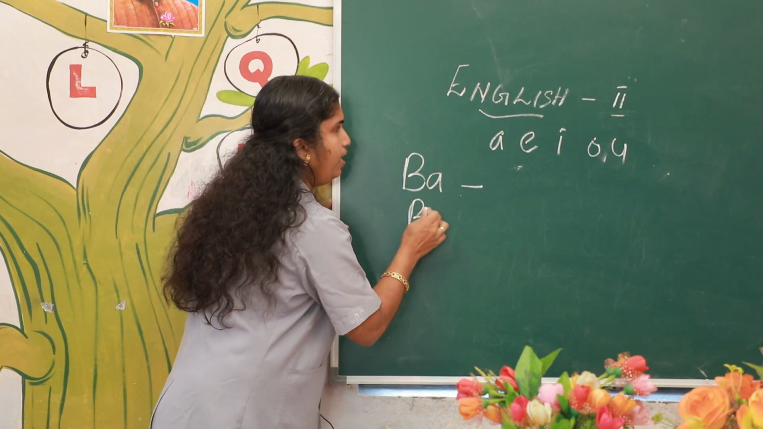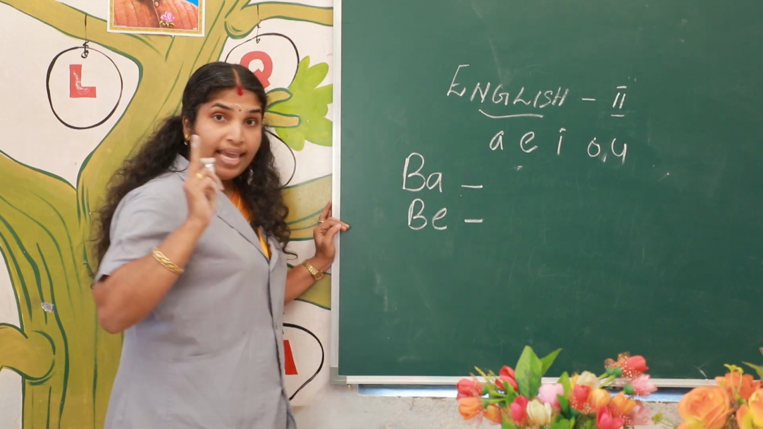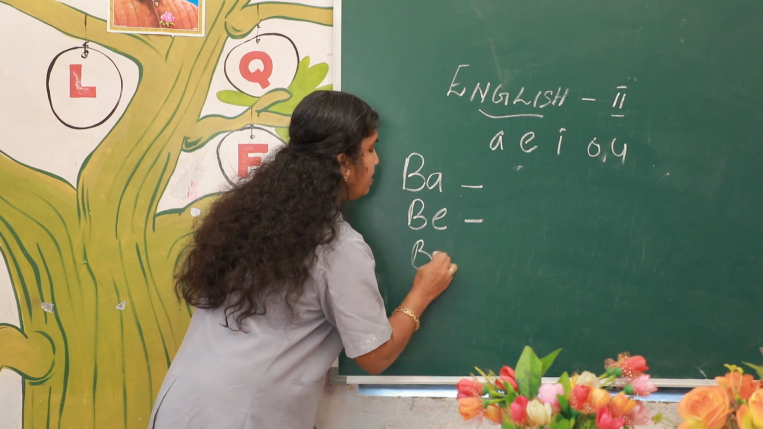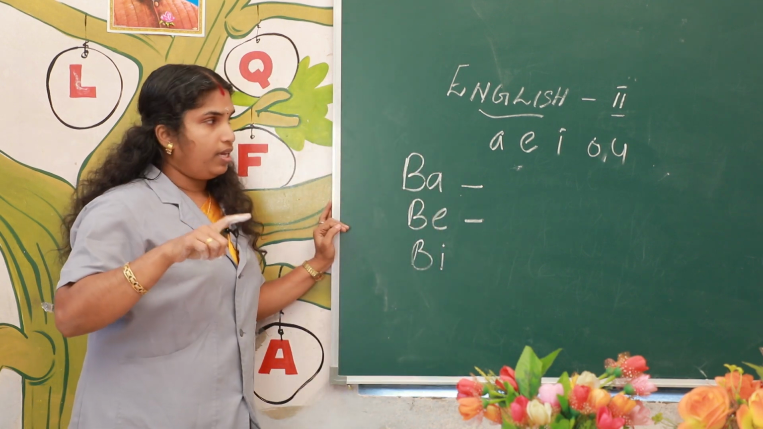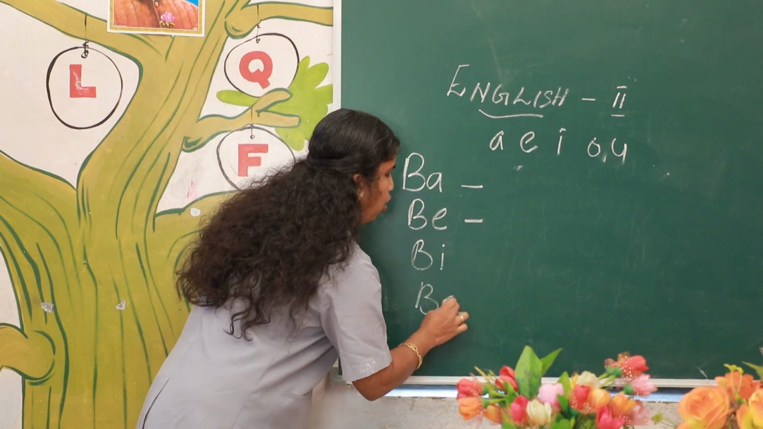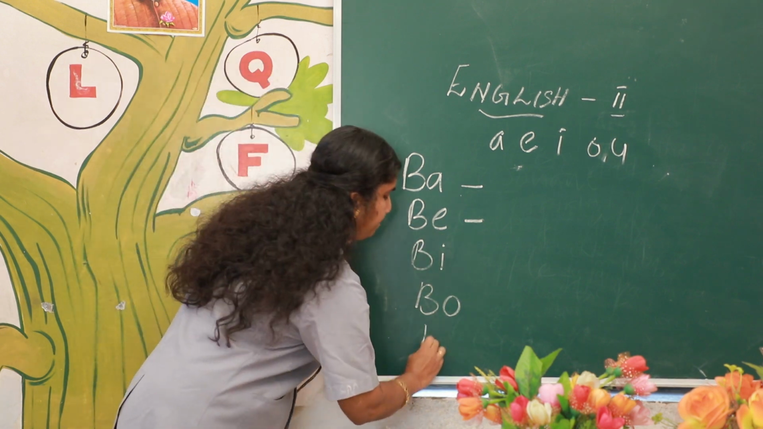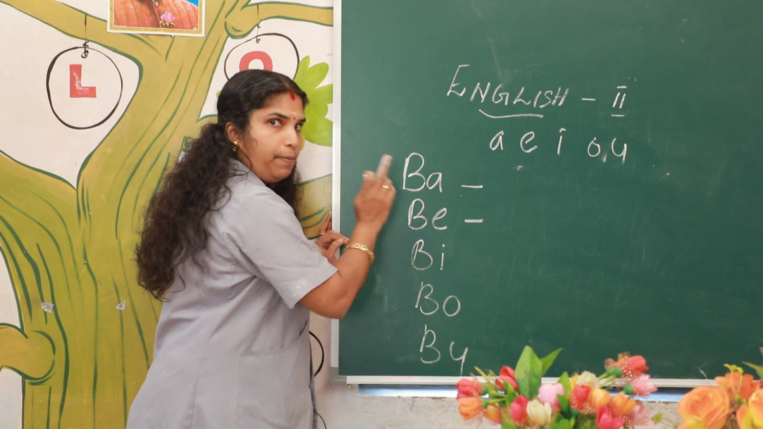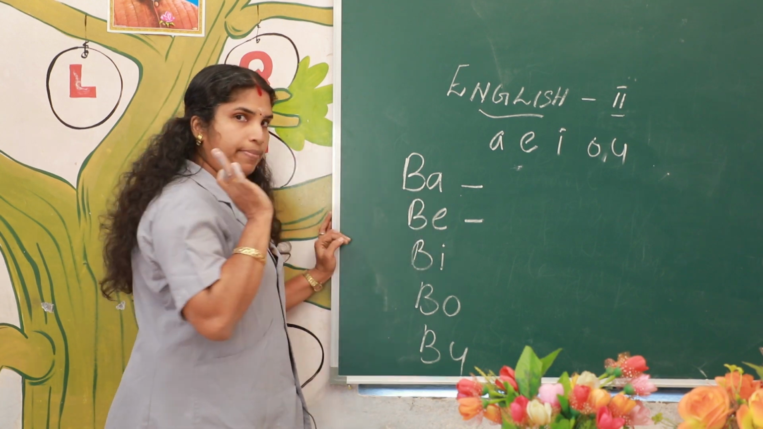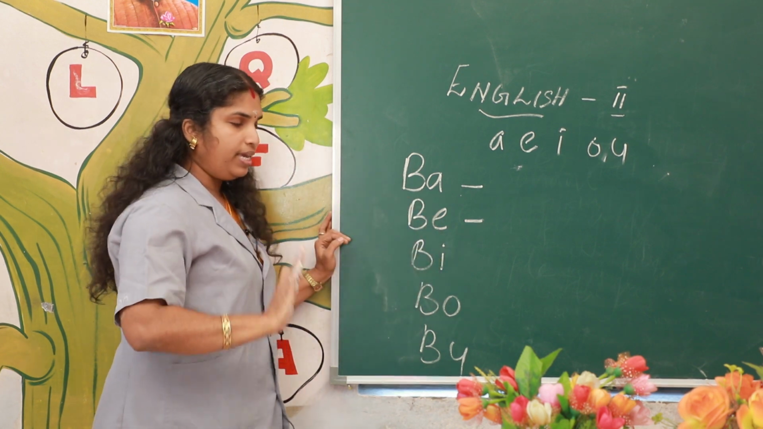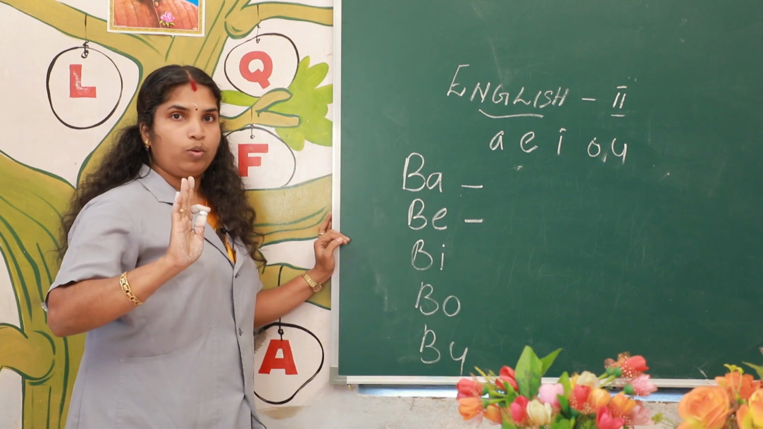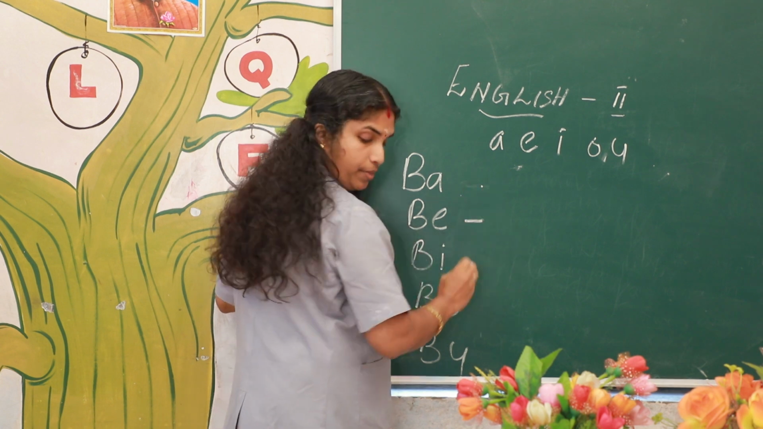Next. B-E, bay. B-I, bi. B-O, bo. B-U, boo. B-A, ba. B-E, bay. B-I, bi. B-O, bo. B-U, boo. Next letter.